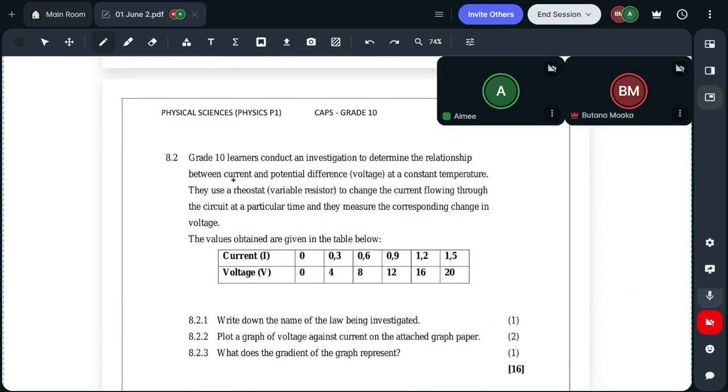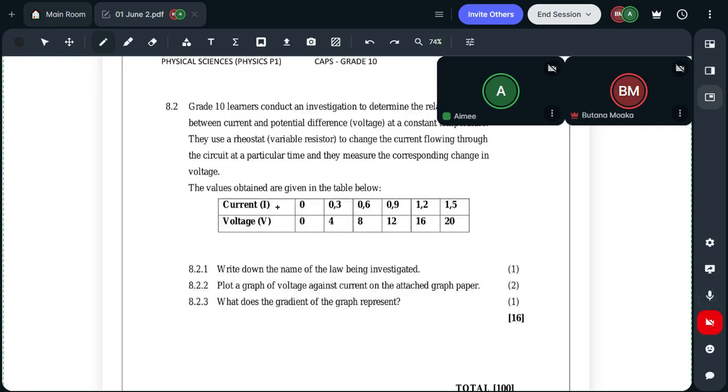Grade 10 learners conduct an investigation to determine the relationship between potential difference (voltage) and current at a constant temperature. They use a rheostat, which is a variable resistor, to change the current flowing through the circuit, and they measure the corresponding change in voltage. The values obtained are given in the table below, the current and the voltage.